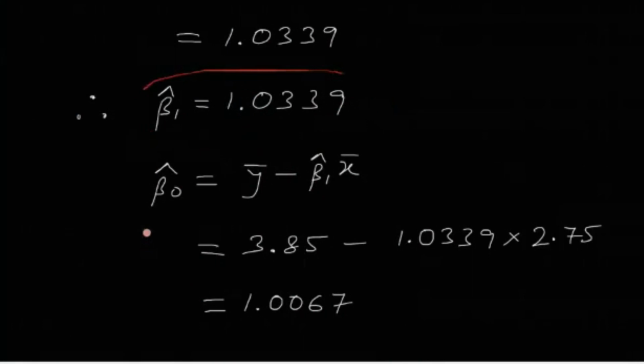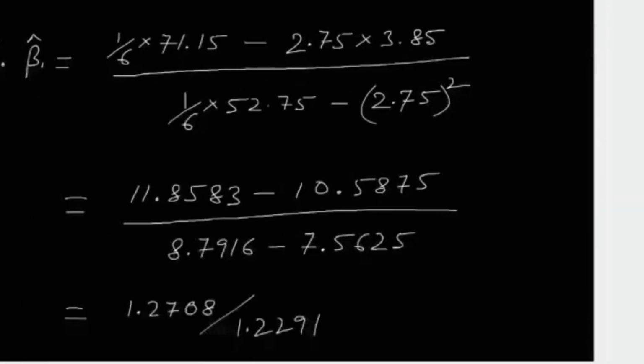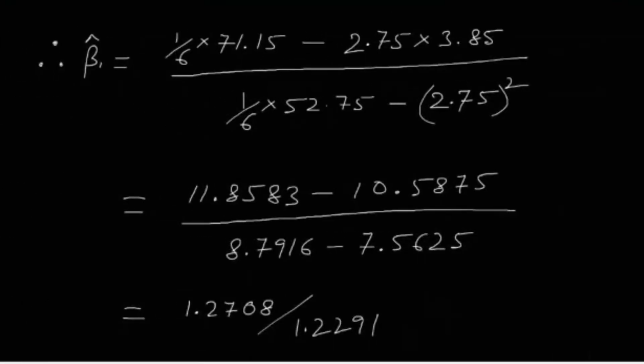Now from here, beta naught hat is y bar minus beta 1 hat into x bar, which turns out to be 1.0067. Therefore, the sum of these two estimates, beta naught hat plus beta 1 hat, is actually 2.0406. This is the ultimate value of the problem, the answer that we seek for this problem. So 2.0406 is the answer. Rounding off to 2 decimals, it's nothing but 2.04, right?